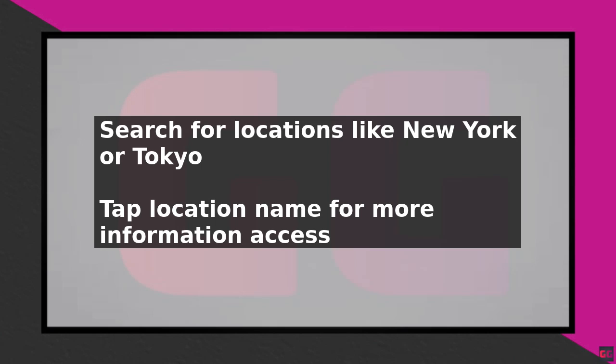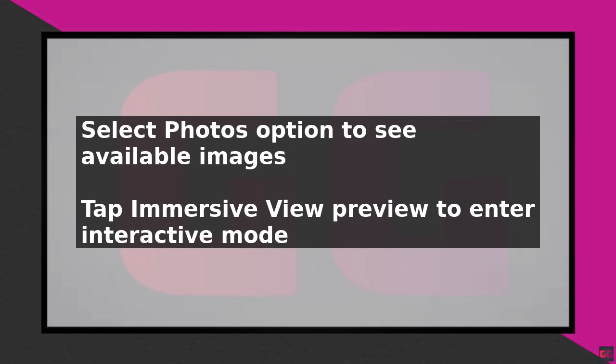You can zoom in and out by pinching your fingers, and move around by dragging your finger across the screen. This allows you to get a better sense of the location and its surroundings. As you explore the location, you can also access additional information such as street names, business hours, and reviews. This information is overlaid on top of the Immersive View, providing a more comprehensive understanding of the location.